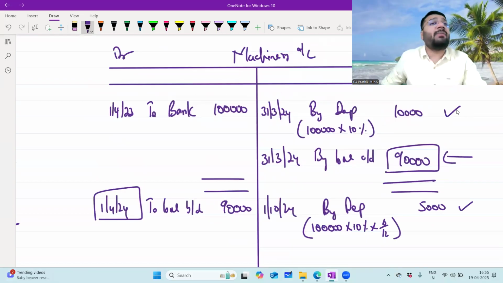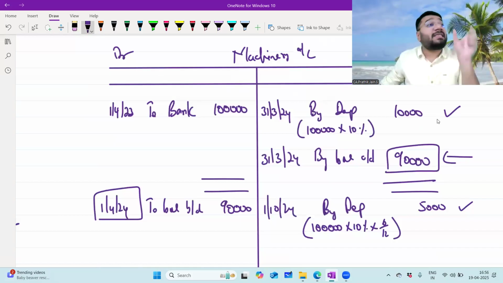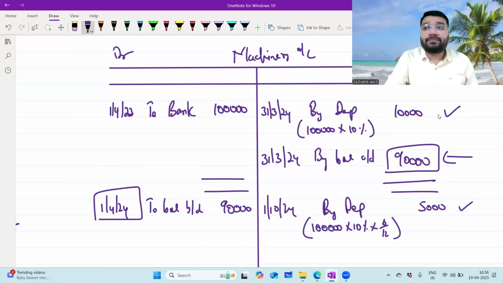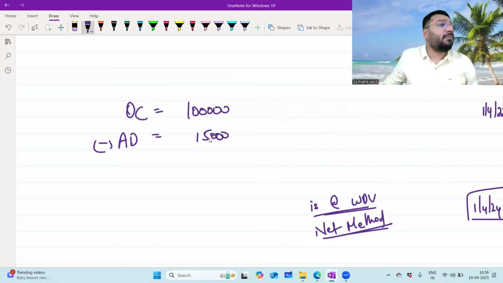And 10,000 rupees is the depreciation for the previous year. Both put together is how much? 15,000. If I call this accumulated depreciation, do you have any problem? If I say accumulated depreciation 15,000 rupees, do you have any problem?